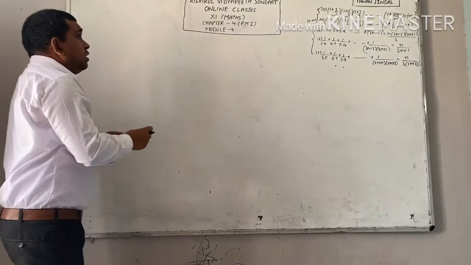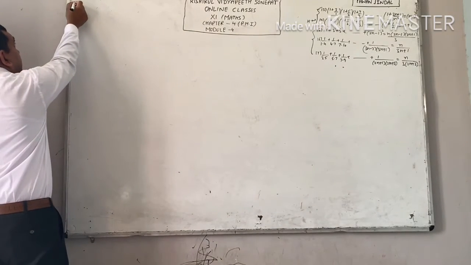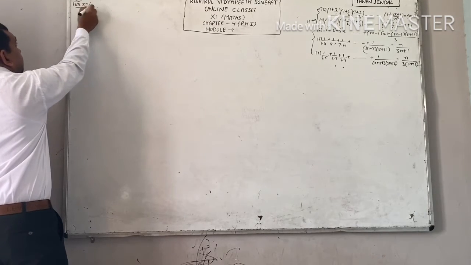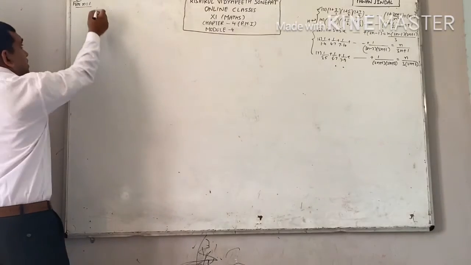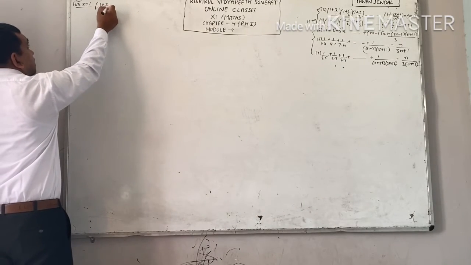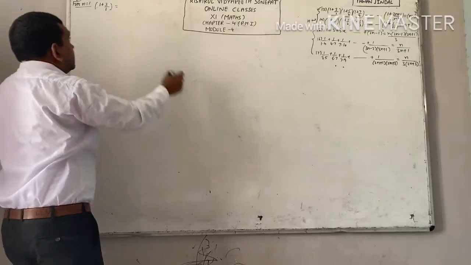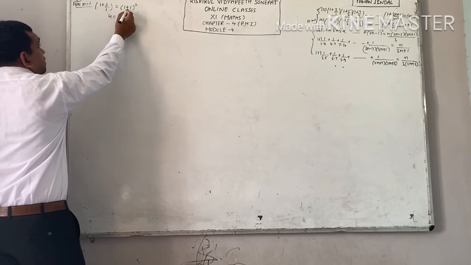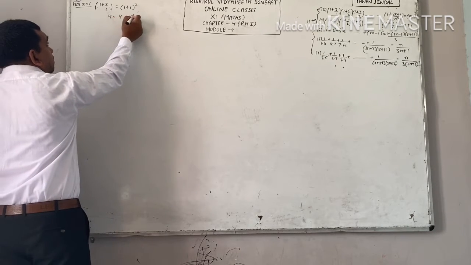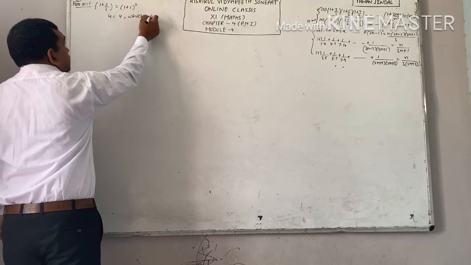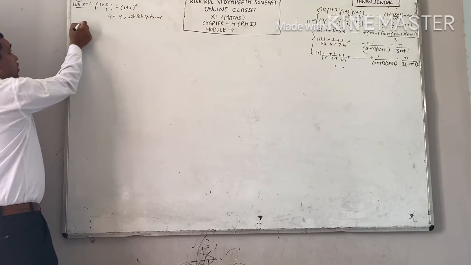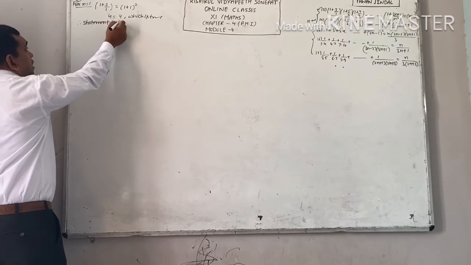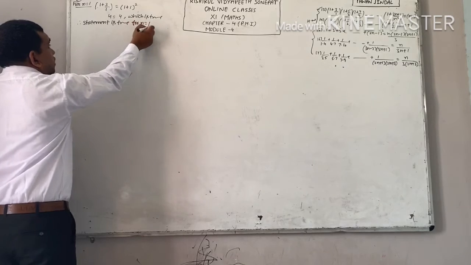See question number 13. We will prove by PMI. First step, for n equal to 1. N equal to 1 means number of terms equal to 1. Put n equal to 1 on right hand side also. You will get 1 plus 1 whole square. This is your 4. 1 plus 1, 2. 2 whole square is also 4. Which is true. Therefore, you can say your statement is true for n equal to 1.